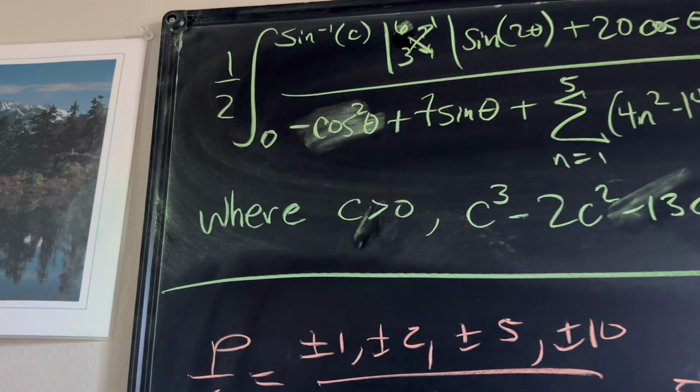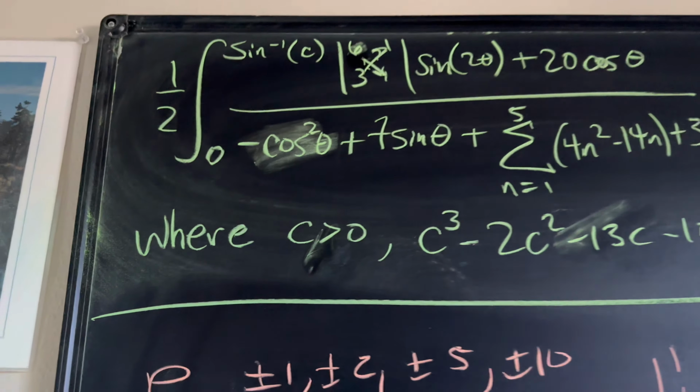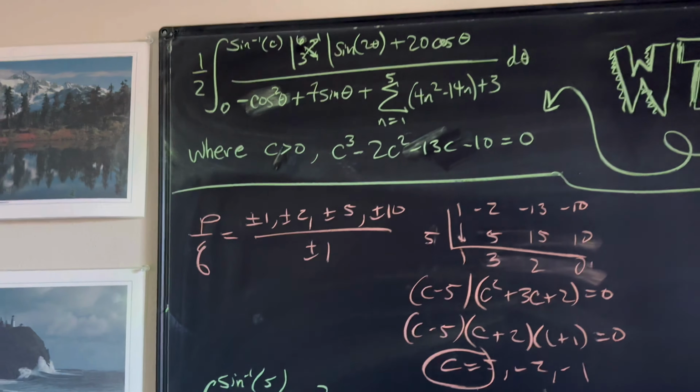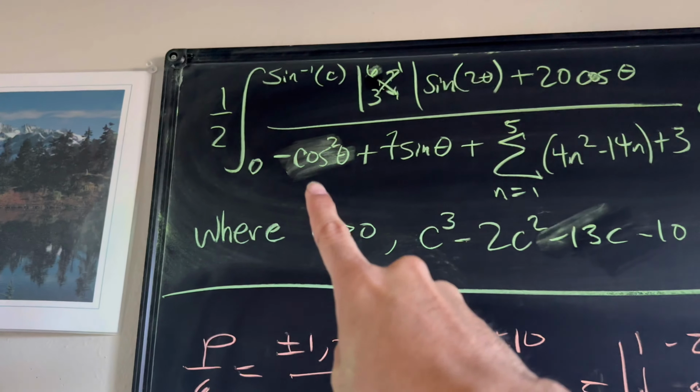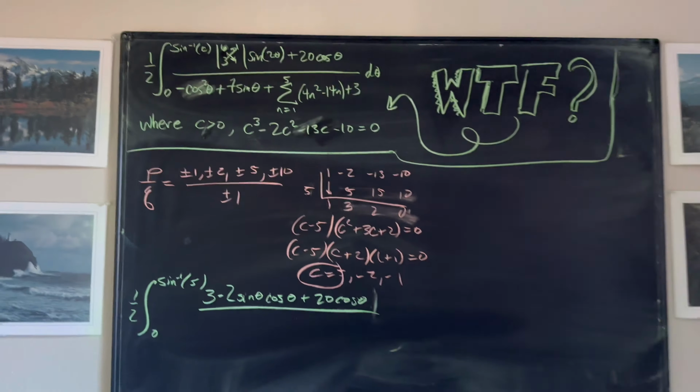I want to apologize. I made a mistake when I wrote this. This should have been negative cosine squared, but luckily we haven't really solved it yet. So if you saw this in the very beginning, I had a negative sine squared. It's actually a negative cosine squared. That's in the original problem that I posted on Instagram.